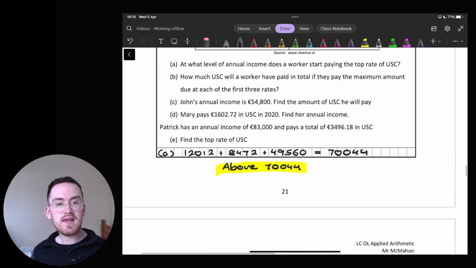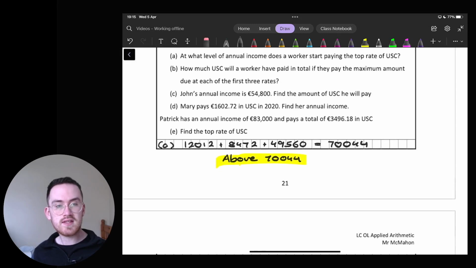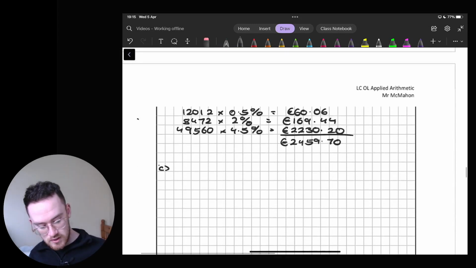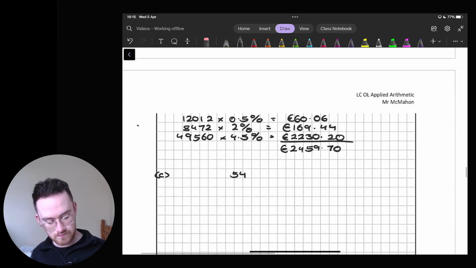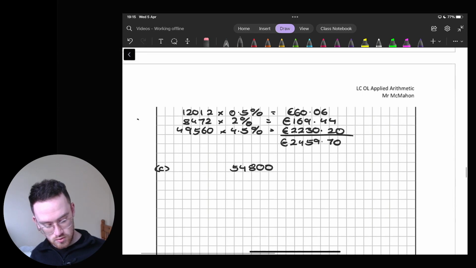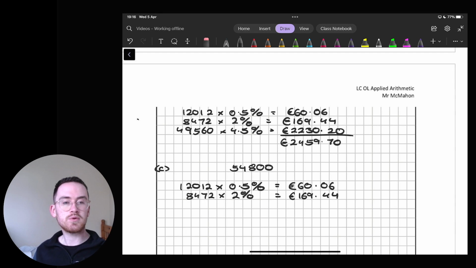Okay, looking then at part C. John's annual income is 54,800. Find the amount of USC he will pay. So its total is 54,800. Okay, so first of all, 12,012 is going to go into the first bracket. The next 8,472 will go into the next bracket. We already have the answer for both of those, €60.06, 169.44. We need to see what would be left.